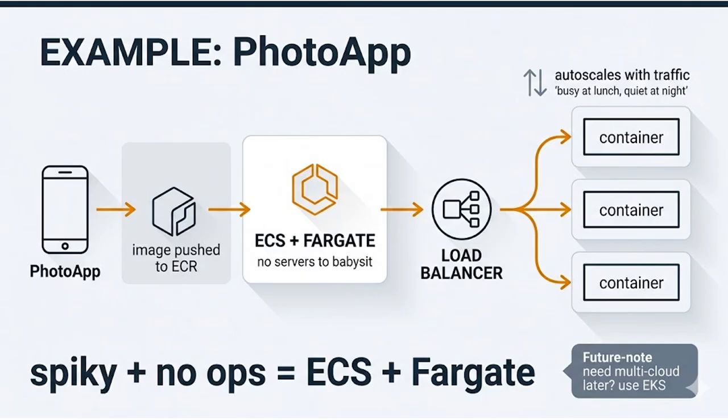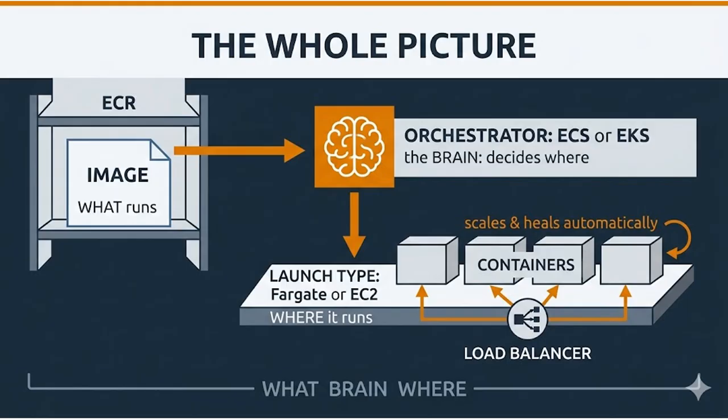If PhotoApp later needed Kubernetes for multi-cloud, we'd move to EKS. But for now, ECS plus Fargate is exactly right. Here's the whole picture in one diagram. You build a container image and store it in ECR. An orchestrator, ECS or EKS, reads your definition and decides what runs where, keeping the right number of containers healthy. Those containers actually run on your launch type, Fargate, where AWS manages the compute, or EC2, where you manage the servers. A load balancer spreads traffic across the running containers, and the orchestrator scales and heals them automatically.